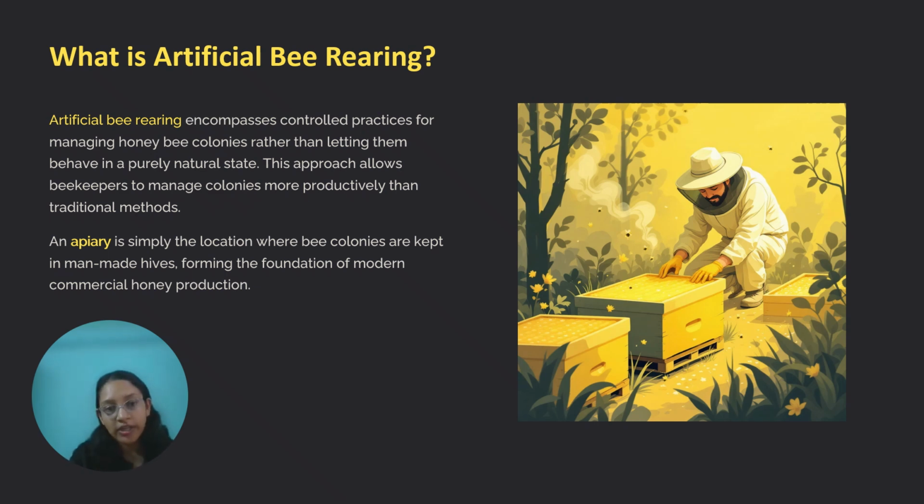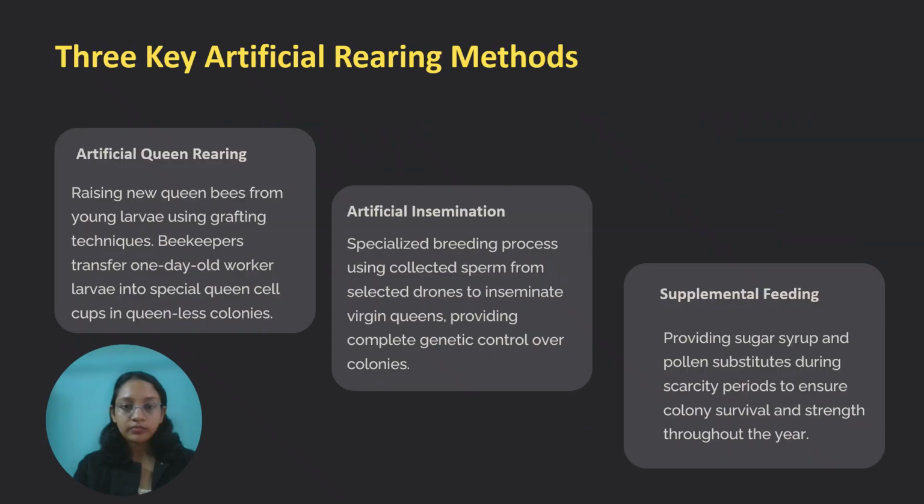It is simply the location where the bee colonies are kept in man-made hives, forming the foundation of modern commercial honey production. The artificial beehives are set up, or the rearing methods are of three types. First of all, artificial queen rearing, like raising new queens from the young larvae using grafting techniques. Beekeepers transfer 1 day old worker larvae into the special queen cell cups in queenless colonies.